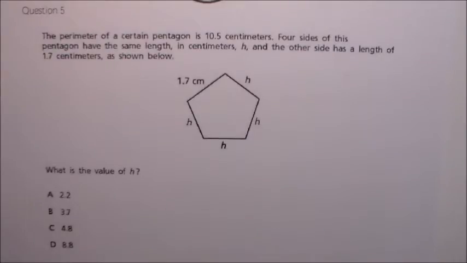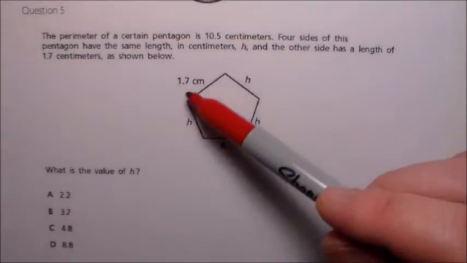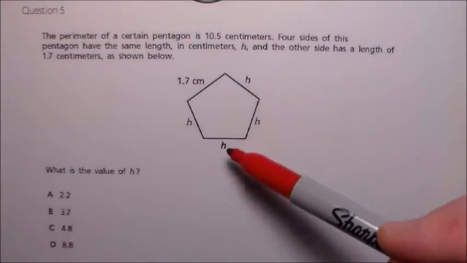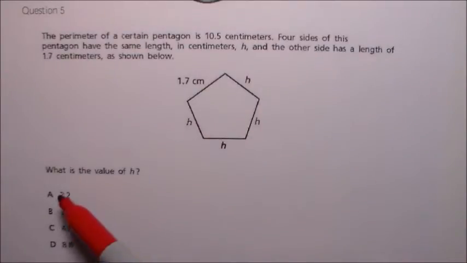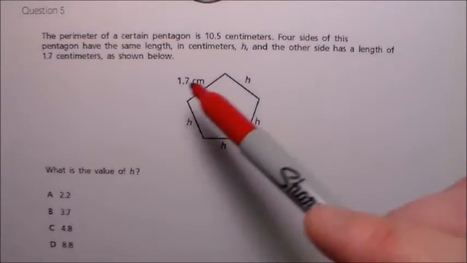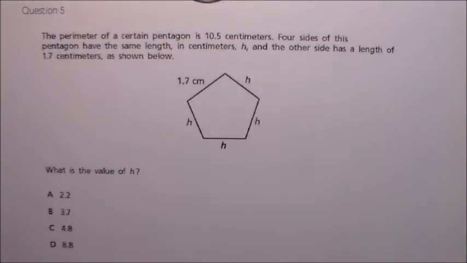The perimeter of a certain pentagon is 10.5 centimeters. How nice. 4 sides of this pentagon have the same length in centimeters, h, and the other side has a length of 1.7 centimeters, as shown below. So you have 1.7, and then you have h. The question: what is the value of h? Everything together, it's 10.5.